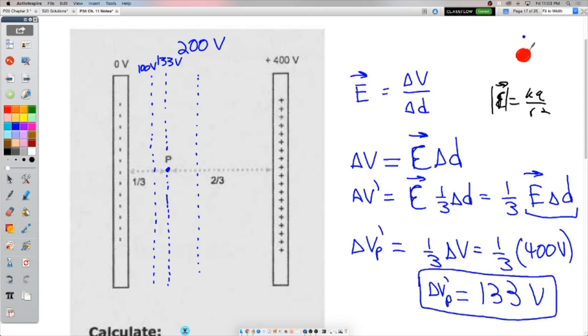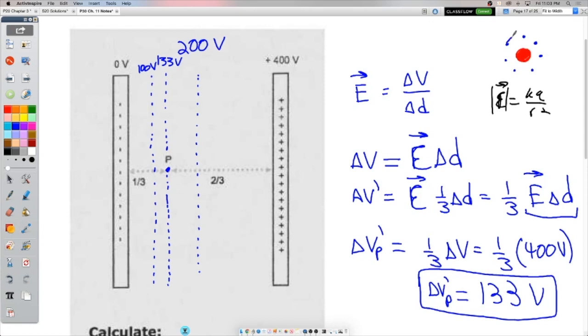What about there? Okay, what about there? What about there, there, there? How many joules per coulomb would I have to put in to move a charge from there to there, or there to there, or there to there? Well, it would be the same, right? I'm moving the same distance away from the source charge causing the field.